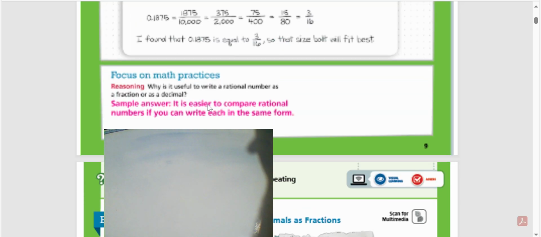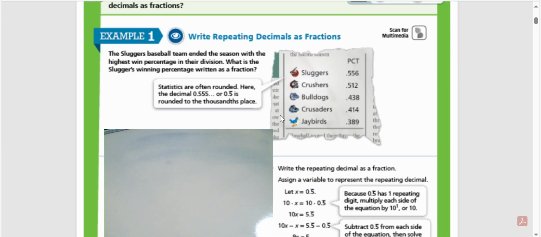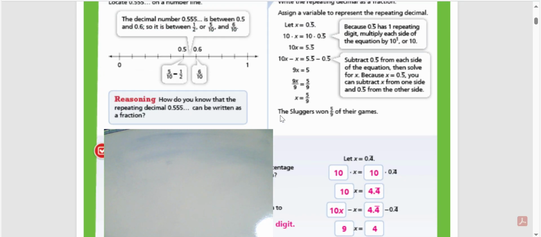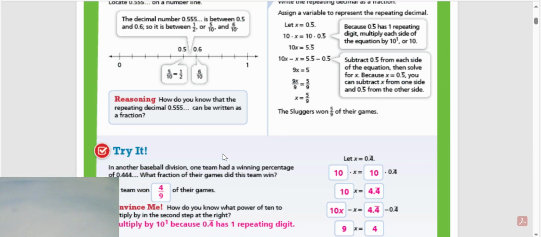Simple answer to this question: why is it useful to write a rational number as a fraction or a decimal? It is easier to compare rational numbers if you can write each in the same form. Next page. You know, multiplying by 10 means moving the point right by 1 place.